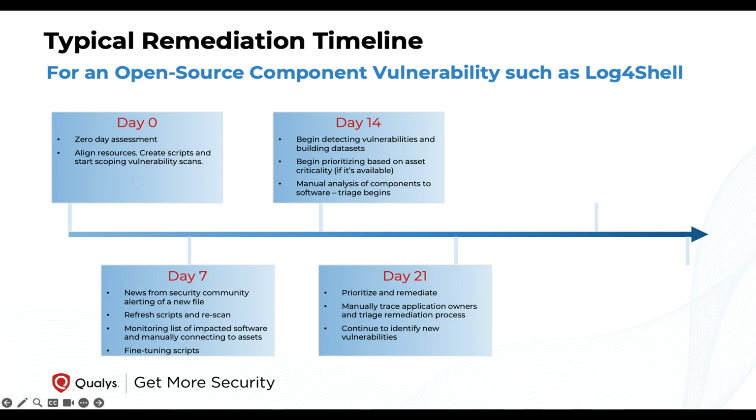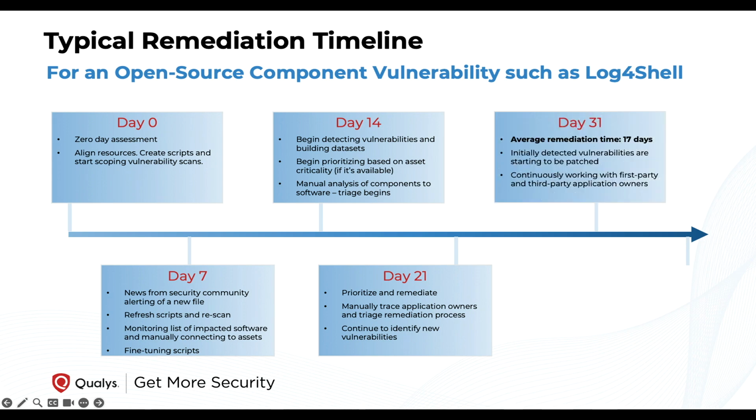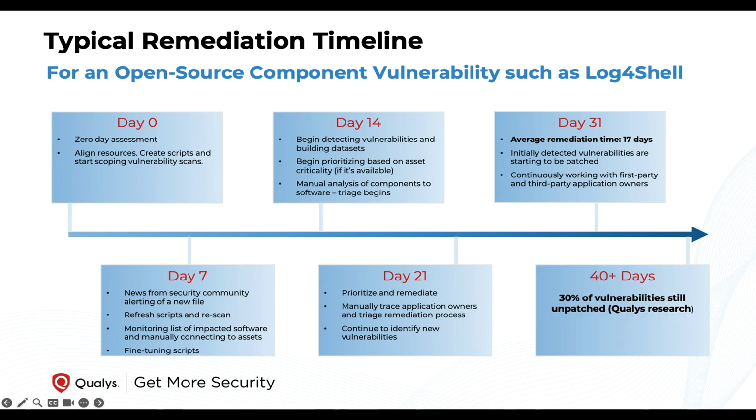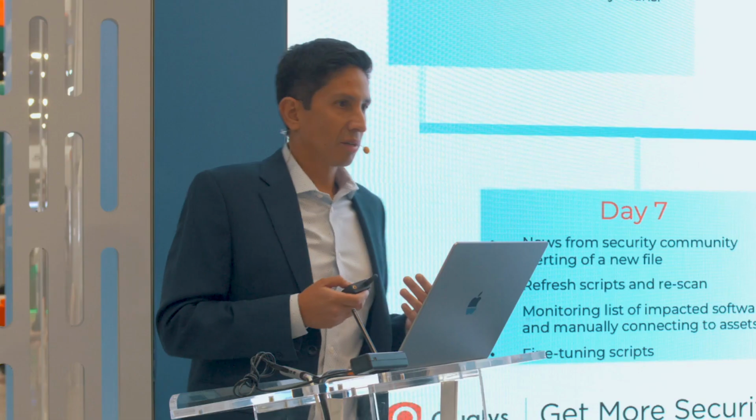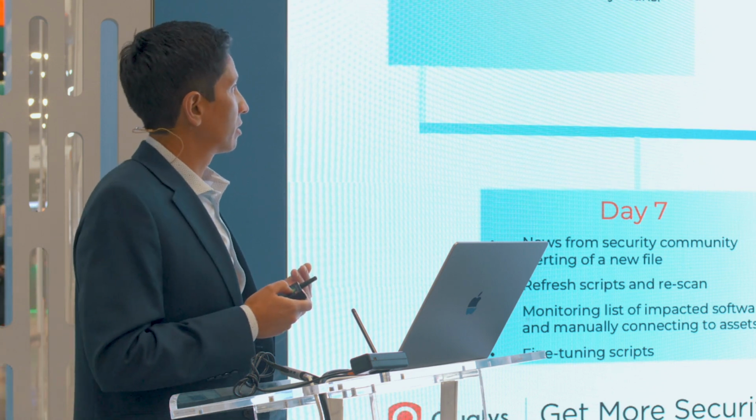So by a month, what we have seen is the average remediation time was 17 days. That is after you identify the vulnerability and after you're able to identify the assets and the software, you were starting to patch. And what we have seen also is that after 40 days, 30% of these vulnerabilities were still unpatched. So there's a big issue.